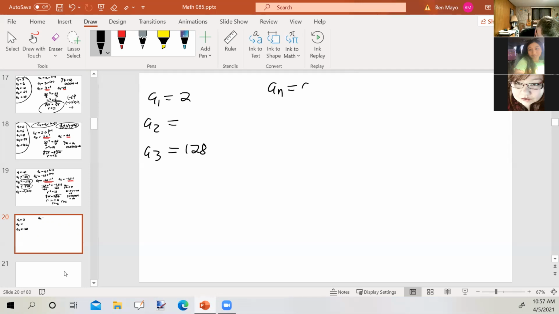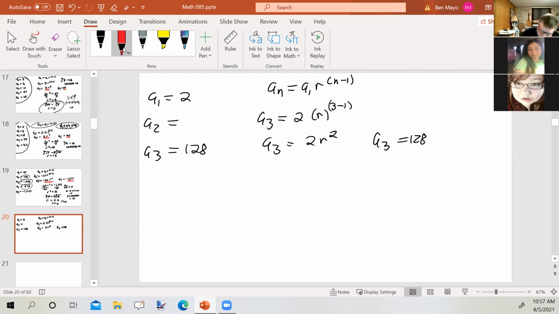A sub n is a sub 1 times r to the n minus 1 power. We know that a sub 3 would be 2 times r to the 3 minus 1 power. So a sub 3 is 2r squared, but a sub 3 is also 128. So 2r squared equals 128. That's going to be our equation.